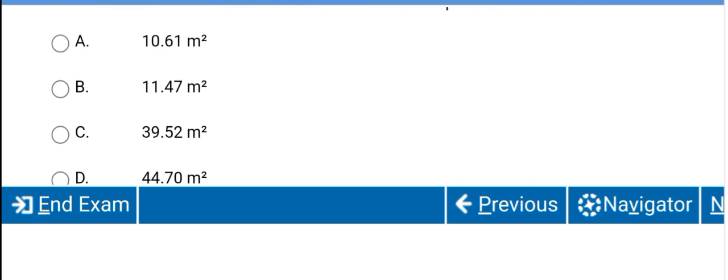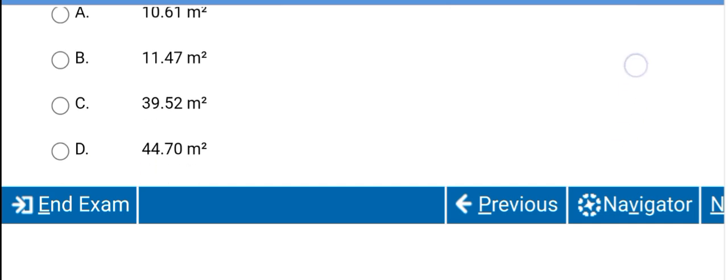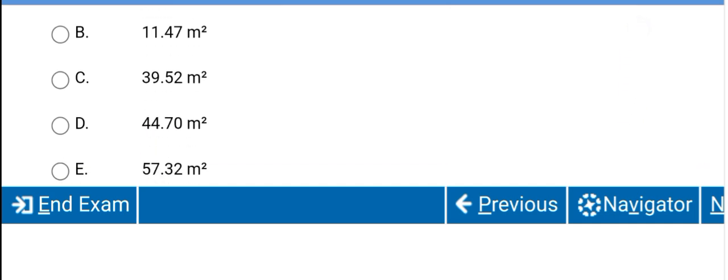Option A 10.61 meter square. Option B 11.47 meter square. Option C 39.52 meters square. Option D 44.70 meters square. Option E 57.32 meters square.